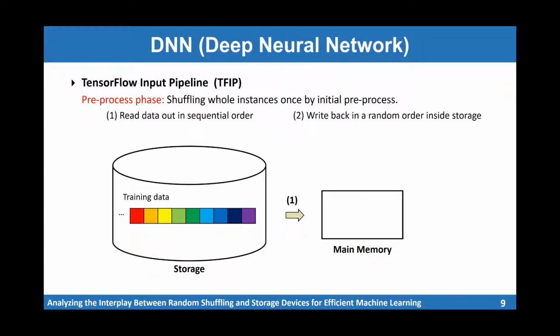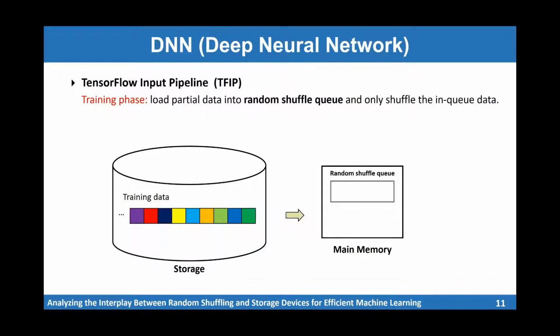This implementation minimizes random disk accesses, but it requires a long initial shuffling process and a compromised random degree. For DNN, we adopt the Tensorflow Input Pipeline Implementation, TFIP. Similar to BMF, TFIP also requires a preprocessing phase, which reads the training data from the disk to the memory sequentially and then writes back to disk in random order.